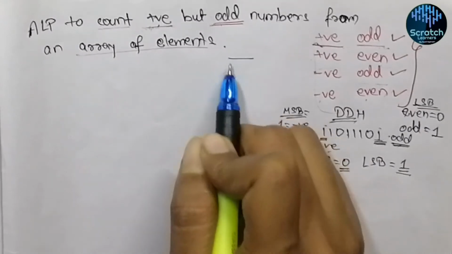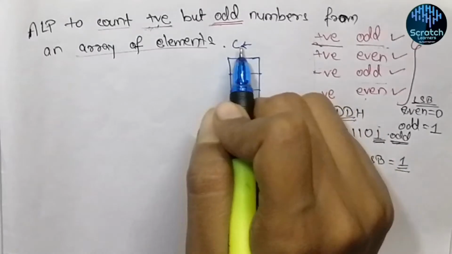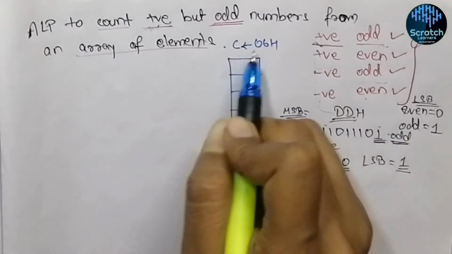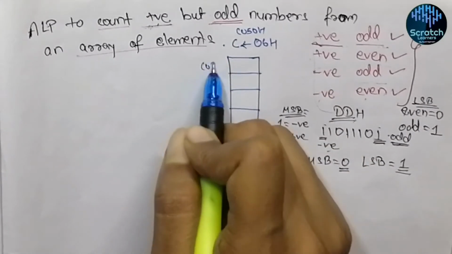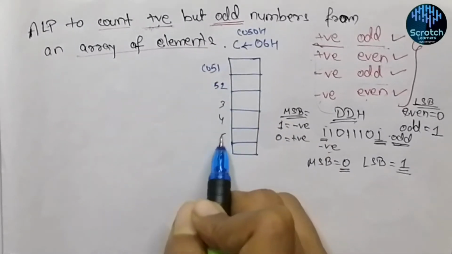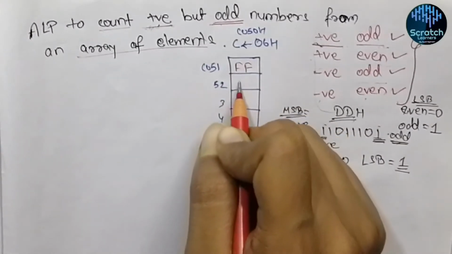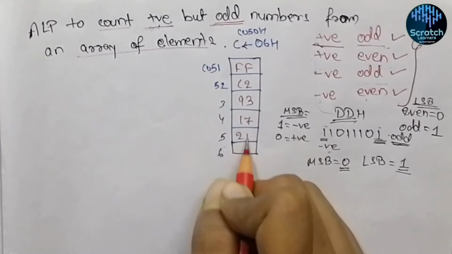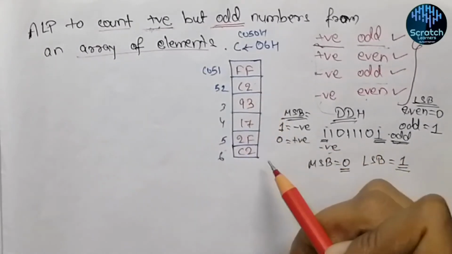Here let's consider an array of elements. The count of all the elements is stored in register C, and let's say there are 6 elements. This is inputted from the C050 hex address. Then the first data will be inputted from C051, C052, 3, 4, 5 and 6. Let's say the data are FF hex, C2, 93, 17, 2F and C2 hex. Here we can also take repeated data, right?